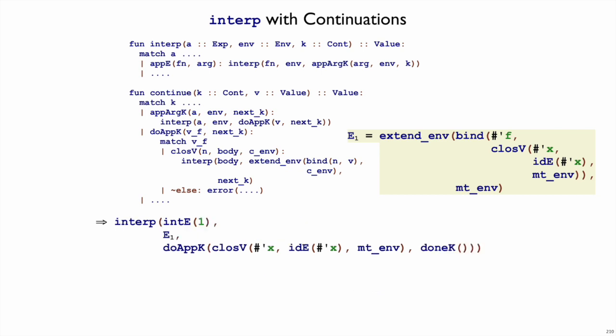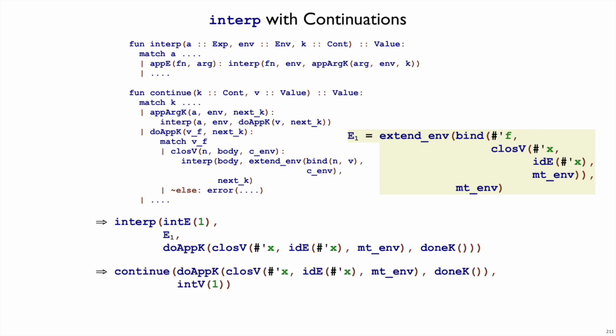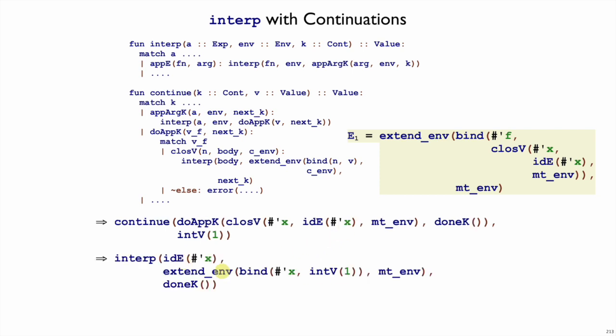And of course, that is going to give us an int v right away that we continue with in our do app k continuation. So int v1 is now v in this do app k case. vf is that closure that we remembered before. We match on it to pull out its pieces, and we see that we start interpreting the body here, which is id e x, in the extended environment where we bind the name x stored in the closure to the argument value in v1, that's the v here that was passed in to continue. So right here, x is bound to 1, extending the environment for the closure, which is the empty environment.